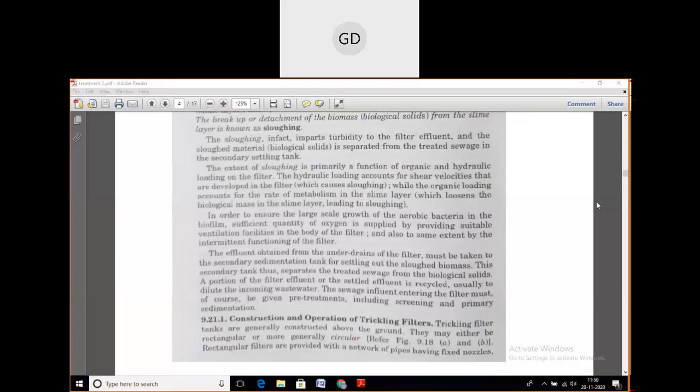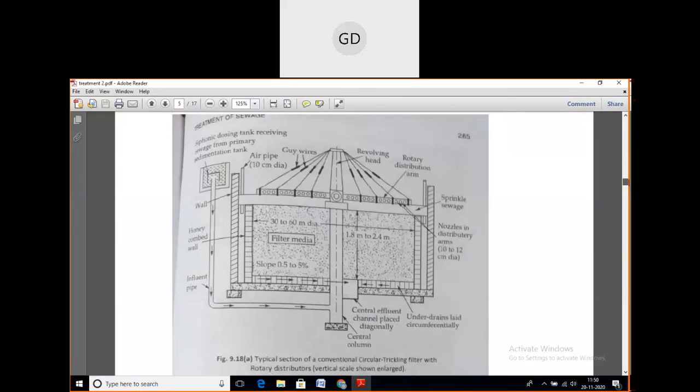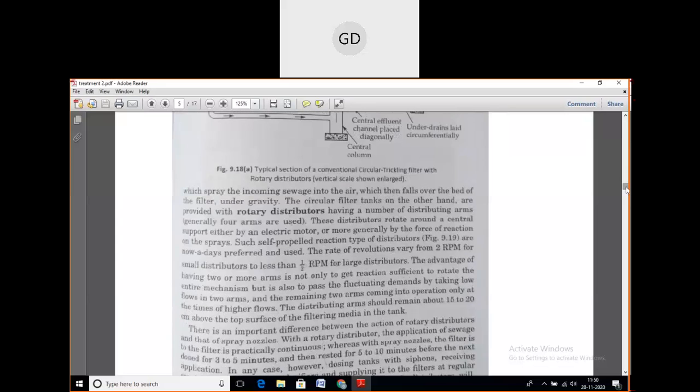Okay, so you have watched a video, and now you can imagine the trickling filter plant. You have seen how it looks and how this trickling filter works. Now this one is the typical section of your trickling filter plant. You have seen it in the video.